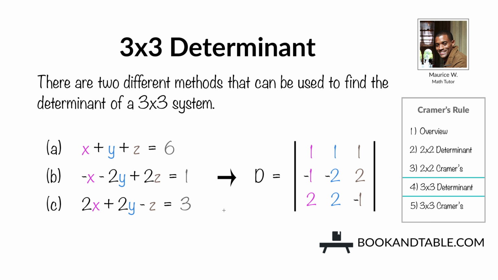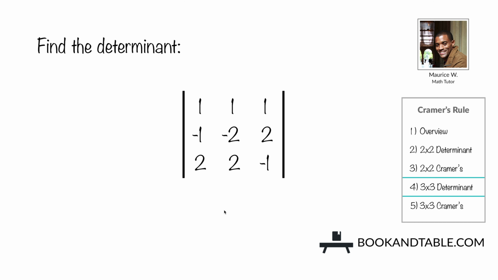Well, let's now walk through an example together to take a look at method number 1. So find the determinant of this 3x3. Column 1 is 1, -1, and 2. Column 2 is 1, -2, and 2. And column 3 is 1, 2, -1.